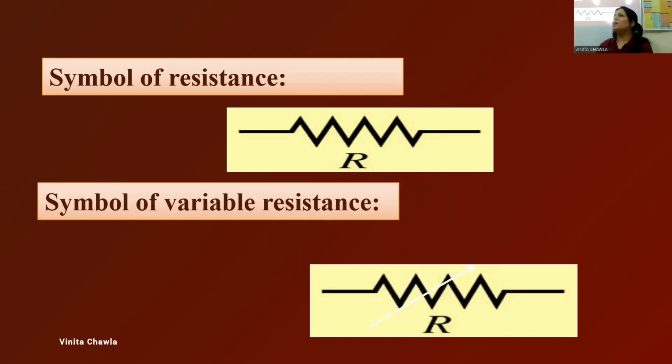Variable resistance is also called a rheostat, and there is another way of drawing a variable resistor. So there are 2 ways of drawing it. The second way is we draw a resistor and then we mark an arrow like this. Either we can use this or we can use this.